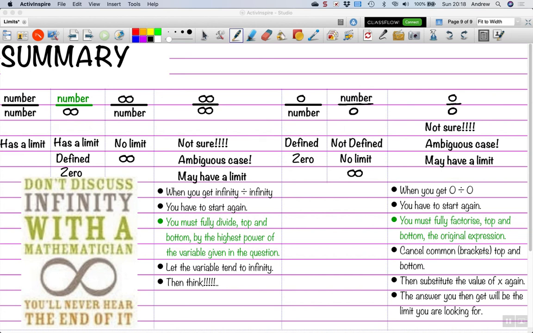If you've got a number divided by 0, all the way up to junior cert, junior cycle, you've been told you can't have a 0 on the bottom. That's not defined, there's no limit, so it'll go on to infinity. The last one, it actually says to you 0 over 0, and we're just not sure. It's an ambiguous case. It's like the infinity over infinity. You follow the method outlined below. So please pause and copy this down. It is extremely important.